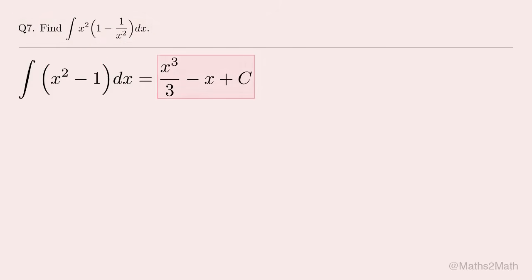Question 7. Multiply out before integrating. The product collapses to a simple polynomial. Distribute x squared minus 1, then integrate.